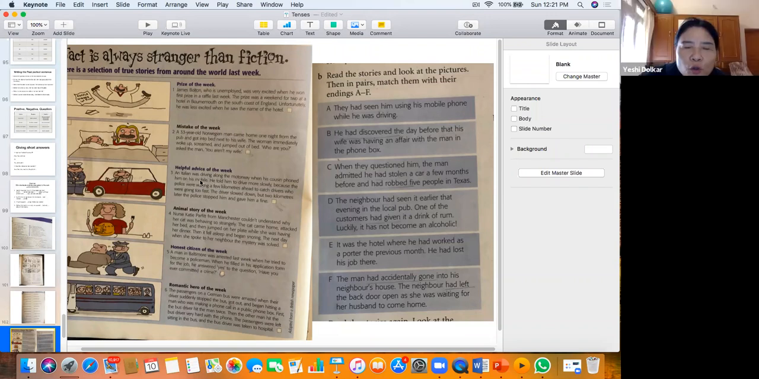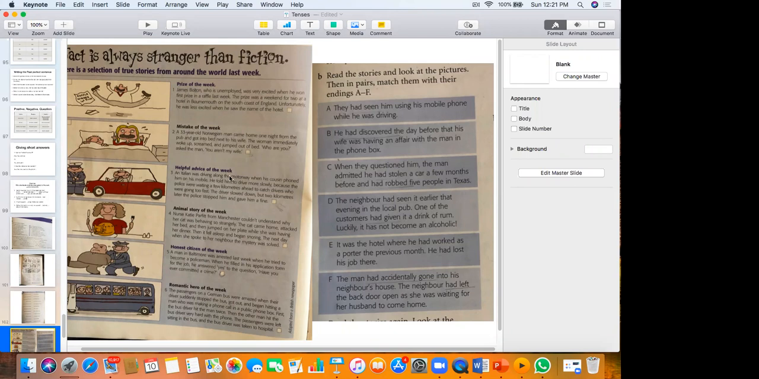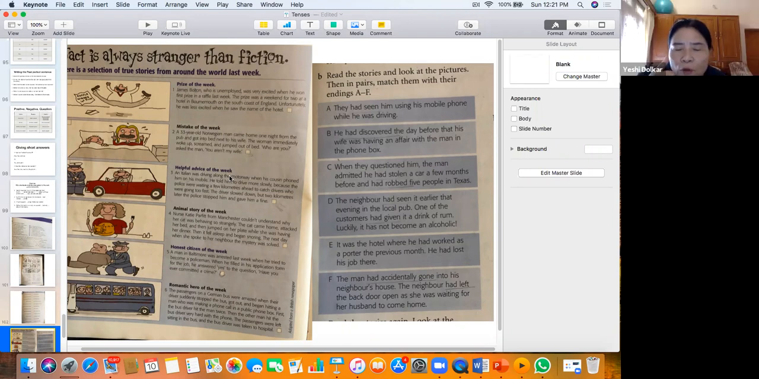Okay, what's the joke over here? There's a joke over here. All right. So he was driving on the highway and his cousin called him on his mobile phone.